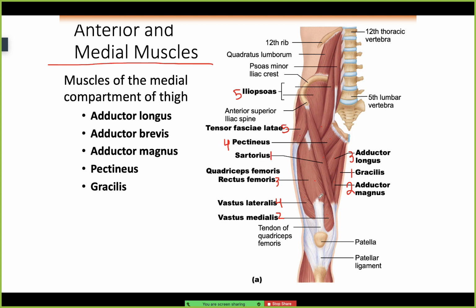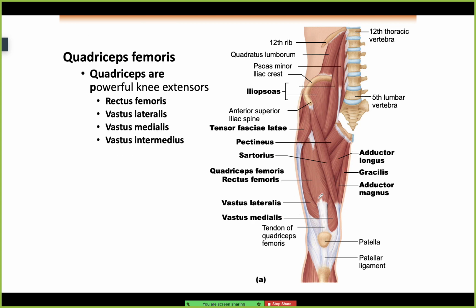It will take practice. You do have to go through it. We are going to be labeling it together, so don't worry. It's kind of like bones. The more you do it, the faster you'll get it. And these are just the rest of the muscles that I labeled on the last one.